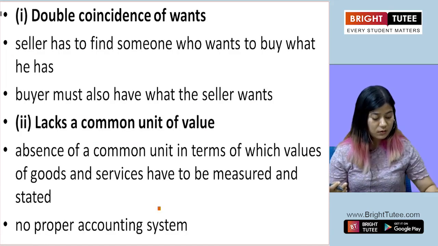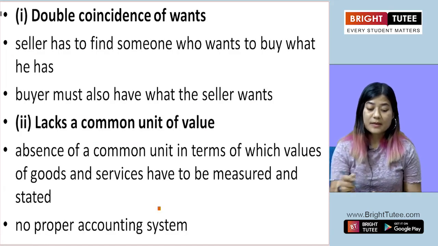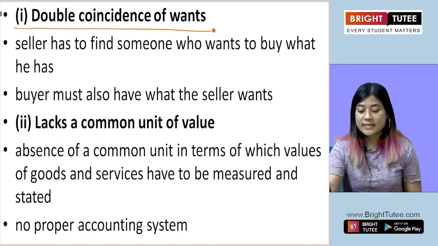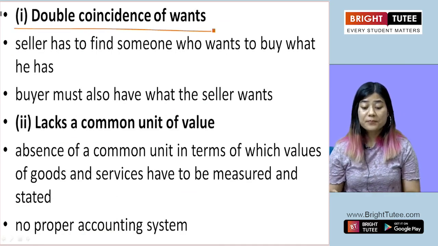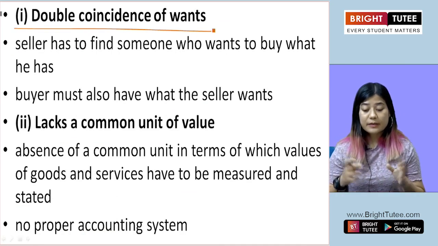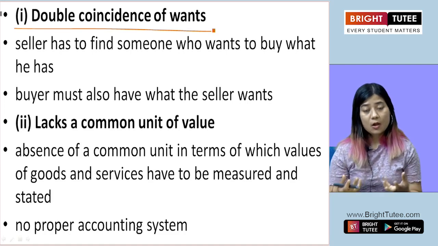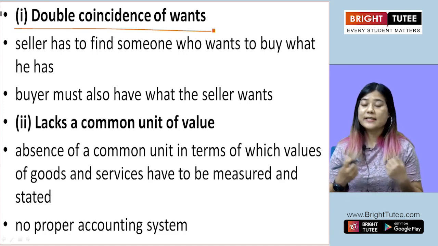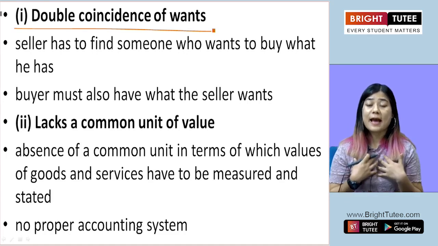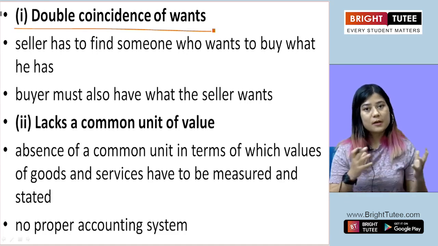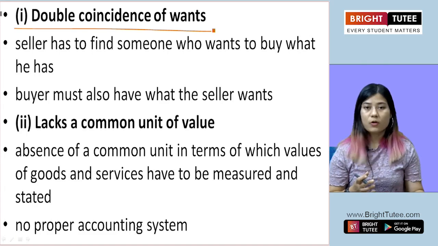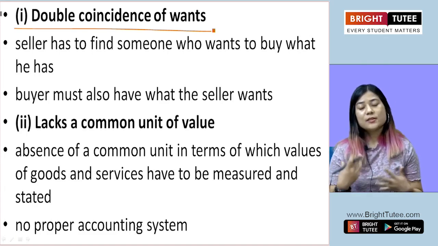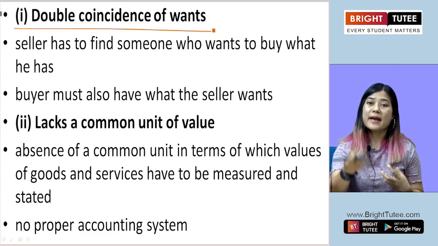Okay, so the first problem is called double coincidence of wants. Now in the barter system, if you wanted some commodity, for example, I give you an example of me having a basket full of apples or more than that, but I don't have rice. I want to buy rice.